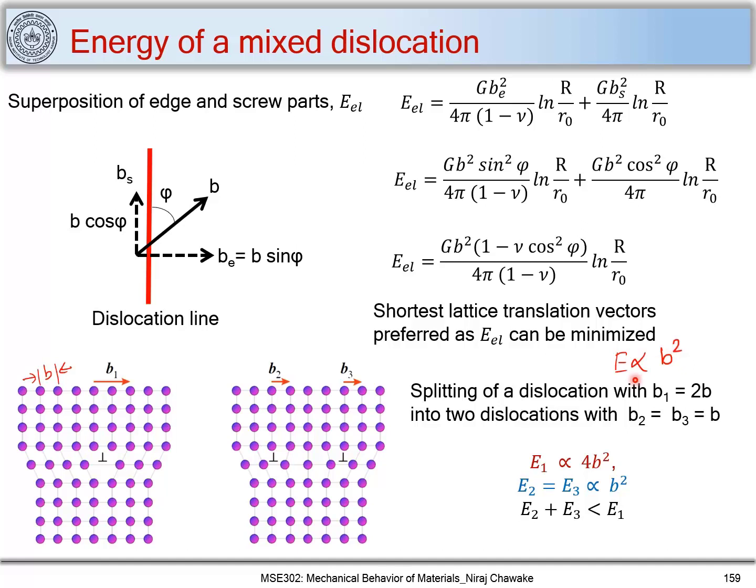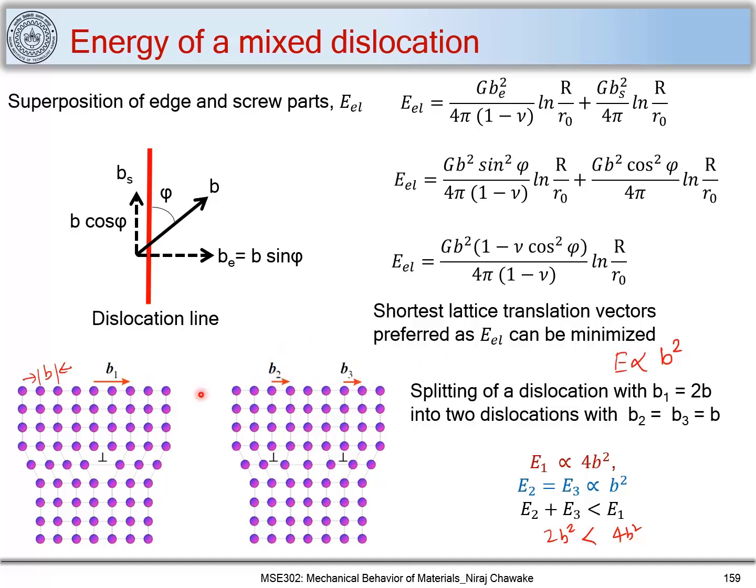So with this relation, we can say that E1, that is the energy associated with this dislocation having Burgers vector B1, will be proportional to B1 square, and B1 is nothing but 2B, so E1 is proportional to 4B square, while E2 and E3 are proportional to B square, and thus if we add E2 plus E3, it becomes 2B square. And E1 we have figured out to be 4B square, and thus this is smaller, and thus B1 can split into two Burgers vectors B2 and B3.